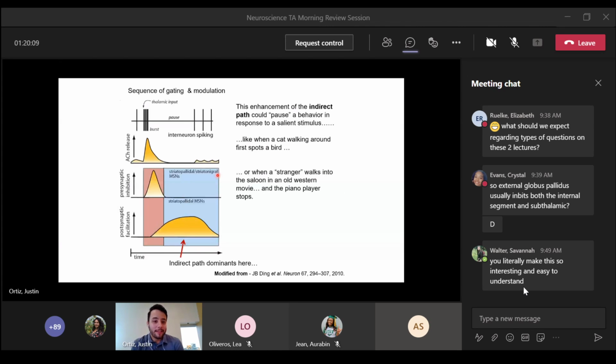So that's exactly what they're talking about here, right? You get that thalamic burst, right? So the thalamus sends a huge burst of acetylcholine. We have a quick pause, and then eventually you go back to normal, right? So again, you have that quick pause, and then you go down that indirect pathway, right? So this is why the indirect pathway neurons or MSNs, D2 MSNs, are very prominent, right? This is like a cat walking and first spotting a bird, or when a stranger walks into a saloon in an old Western movie.